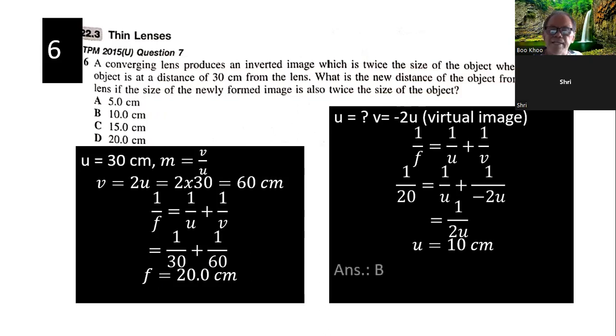Yep. Which part is not clear? So why V equals to negative 2U? Okay.